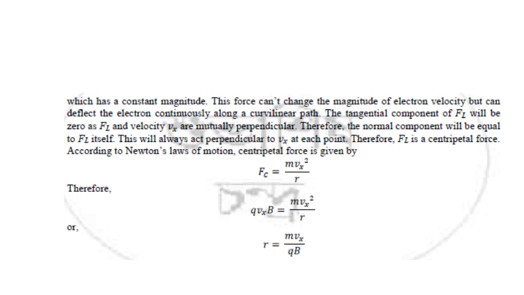The tangential component of FL will be 0 as FL and Vx are mutually perpendicular. Therefore, the normal component will be equal to FL and this will always act perpendicular to Vx at each point. Therefore, FL is a centripetal force, and this centripetal force is given by mv square upon r. In our case, v is Vx, so m Vx square upon r.